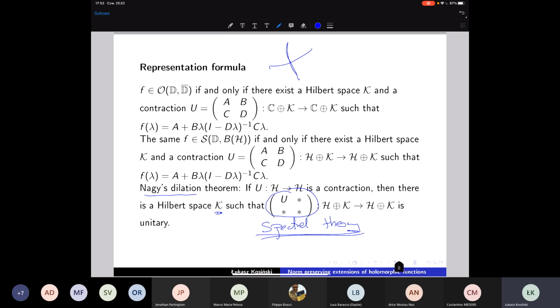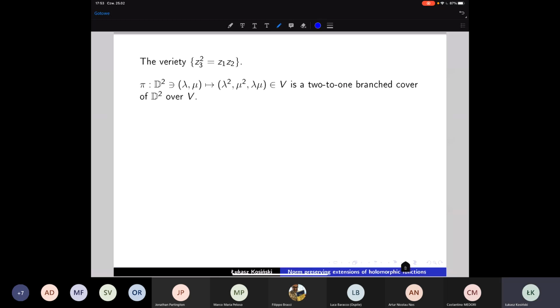Look at this set. So this is an analytic set in C^2. This set has a cusp. Anyway, we can still use the dilation idea or Agler's methods for this set. We showed that this is a 2-branch cover.